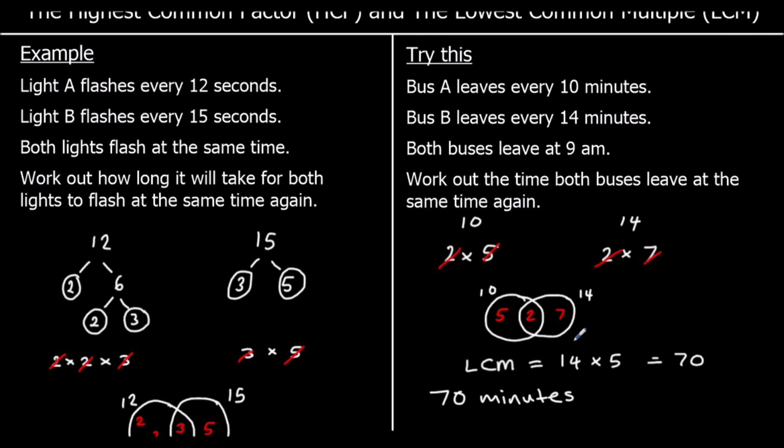So what time will it be in 70 minutes? 60 minutes is till 10 a.m. Another 10 minutes. So it's 10 a.m., 10 past 10.